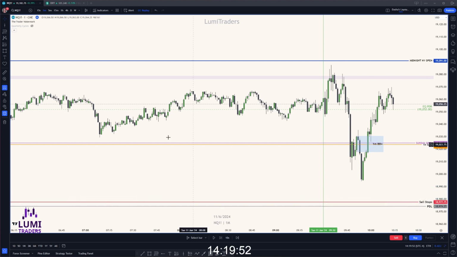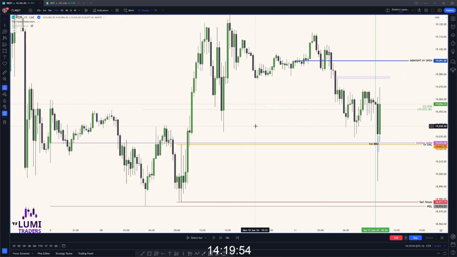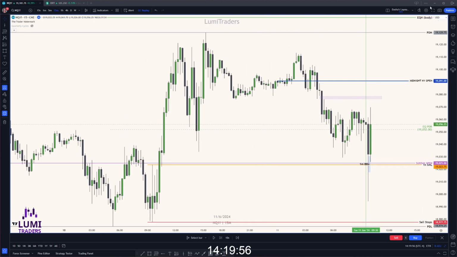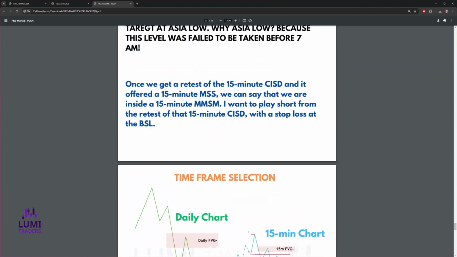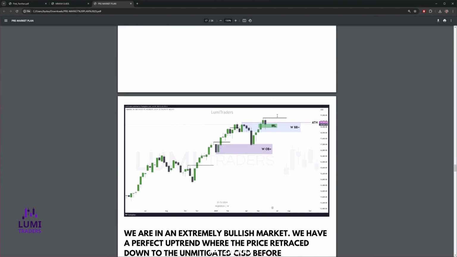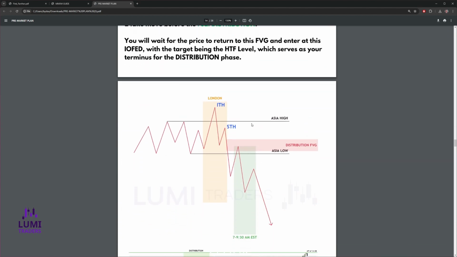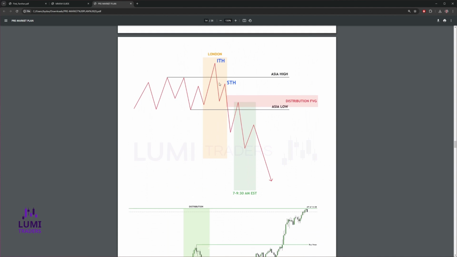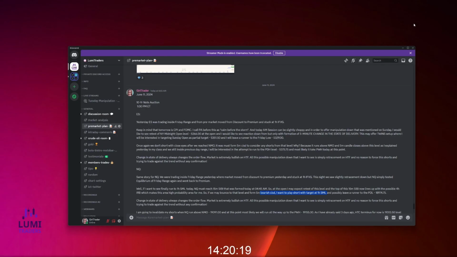But why did I want to see this fair value gap? Because of this. We got Asia consolidation. We took out Asia high with a London move higher. So London manipulation, then intermediate term high, short term high, back to this distribution fair value gap, continuation lower.